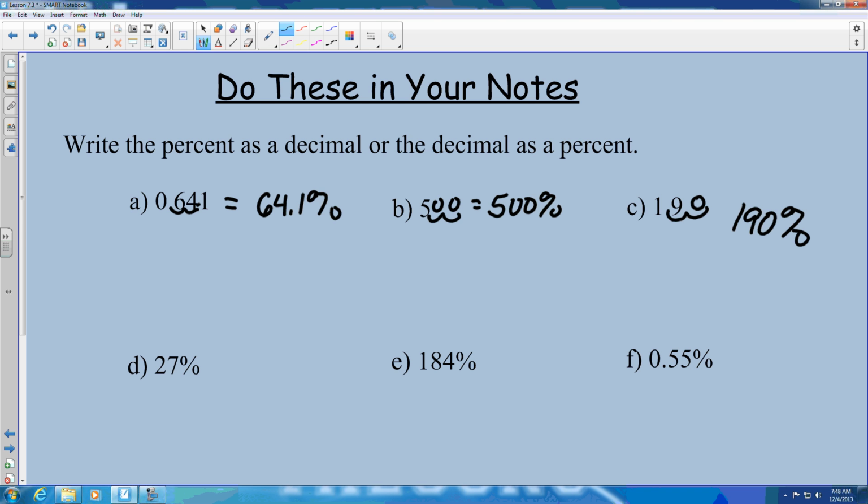D is a percent, so I want to make it into a decimal, so I have to move 2 units to the left then. So this is going to be 0.27. This is a percent, so it's going to be moved to the left, so it's 1.84. And this is a percent, so I've got to move it to the left, so it's 1, 2. So this actually is 0.0055.